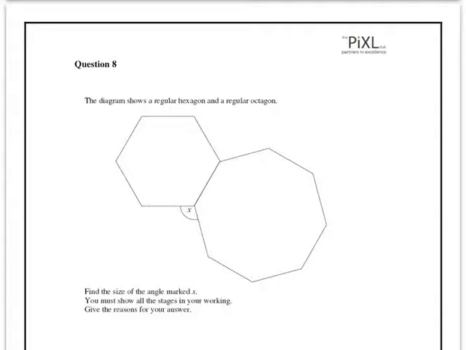Okay, so here we have some angles and polygons. We need to start looking at the internal angles, or the interior angles, of polygons. We've got two different shapes here. We've got the six-sided hexagon, so 6 sides there, and we've got the 8-sided octagon.